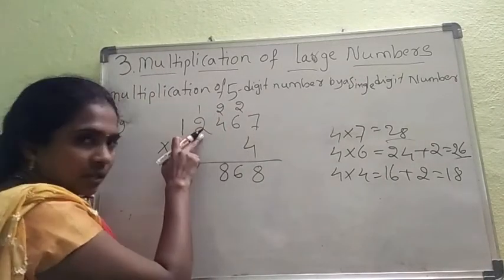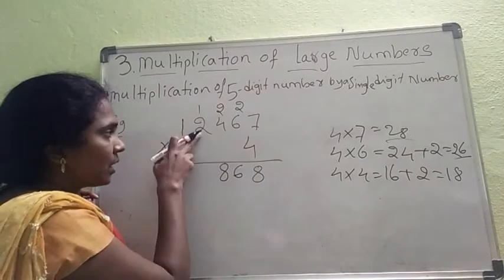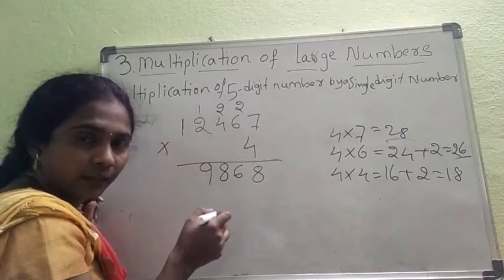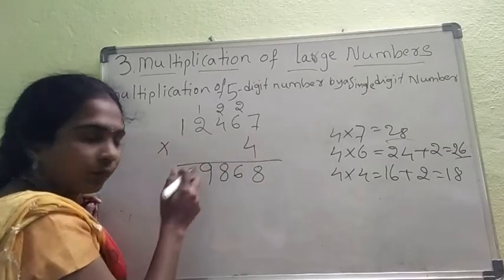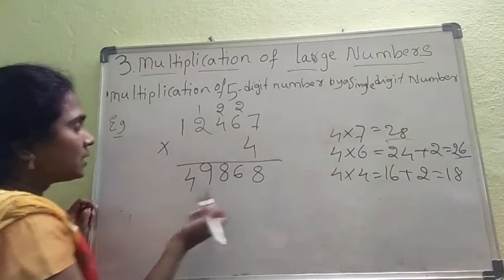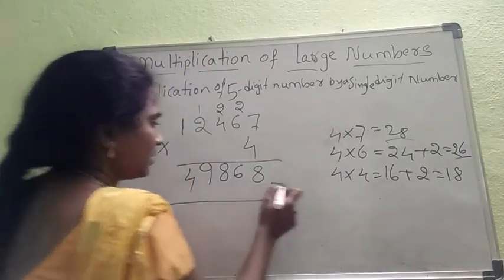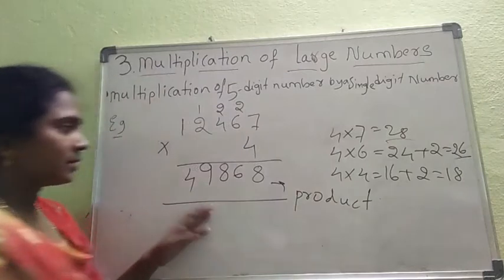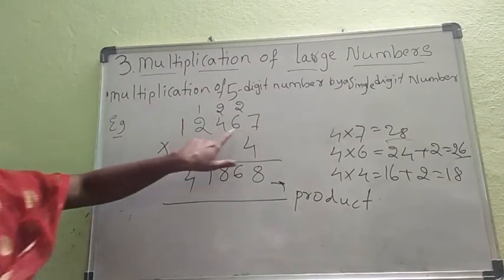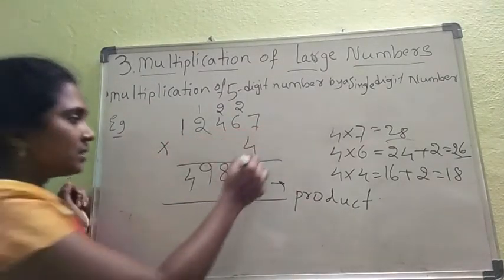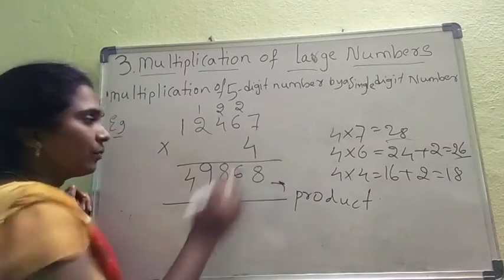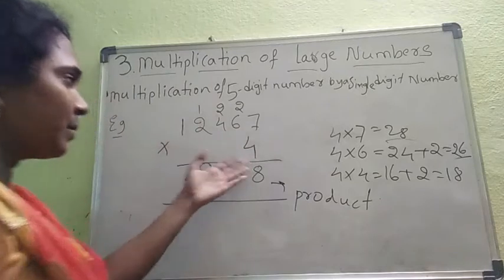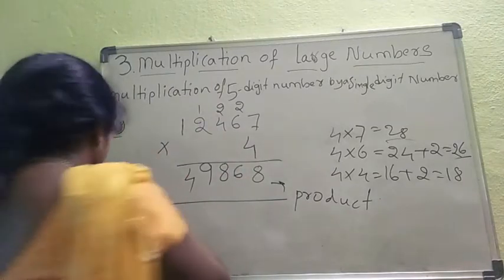Next 4 twos are 8. 4 twos are 8 plus 1. What is the value? That is 9. Next 4 ones are 4. Right? This is the final answer. That is the product of a 5-digit number by a single-digit number. We took a 5-digit number and multiplied it with a single-digit number like 4. This is the process, right? I think it is easy. A 5-digit number by a single-digit number, right?